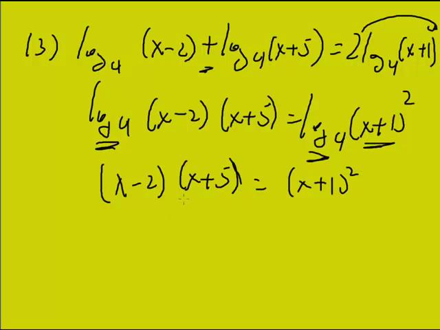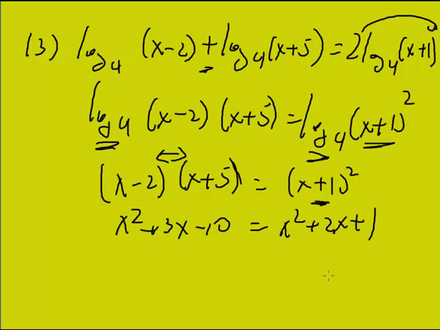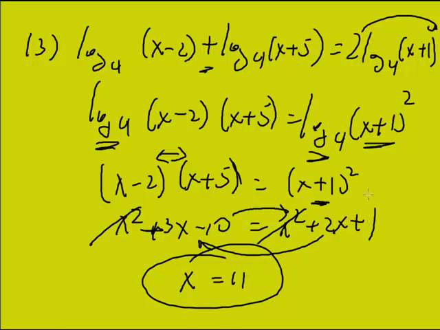We're big boys and girls. We can do this in our head now. We can multiply these together really fast. I'm going to get x squared plus 3x minus 10. On this one, when I expand that, I'm going to get x squared plus 2x plus 1. Fast algebra. The x squares are going to cancel out. This is plus 3x. I'm going to take the 2x to the left, I'm going to get an x. I'm going to take the negative 10 to the right, it's going to give me 11. And there it is.